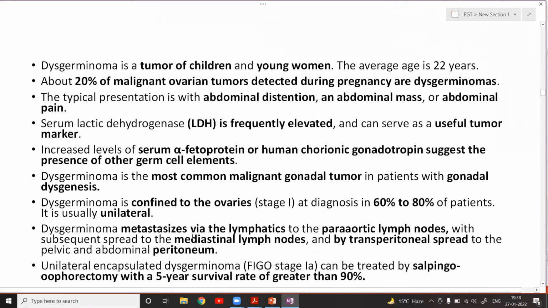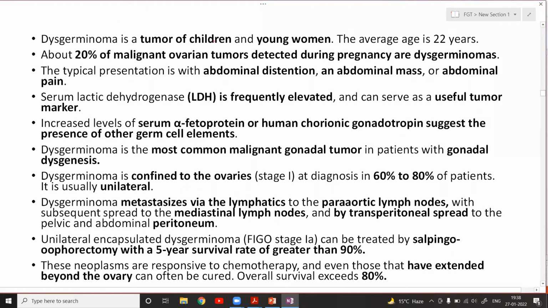Now, very importantly, as I already mentioned, it is a tumor of children and young women, the average age of presentation being 22 years. And approximately 20% of the malignant ovarian tumors detected during pregnancy are dysgerminomas only. So remember, dysgerminoma is the most common malignant ovarian germ cell tumor. The typical presentation is with abdominal distension, abdominal mass, and abdominal pain. Very importantly, the serum LDH levels are elevated, and it can serve as a useful marker of dysgerminoma.